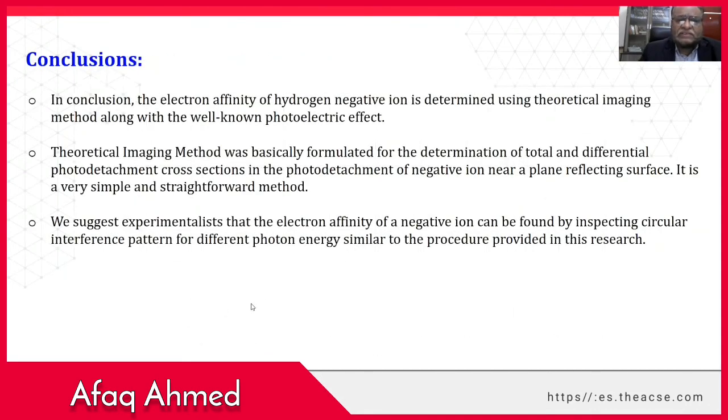In conclusion, we can say that the electron affinity of the hydrogen negative ion is determined using the theoretical imaging method along with the well-known photoelectric effect. The theoretical imaging method was basically formulated for the determination of the total and differential cross sections near any plane. It is a very simple and straightforward method. We suggest that experimentalists find the electron affinity of the negative ion by inspecting the circular interference pattern for different photon energies, similar to the procedure provided in this research.